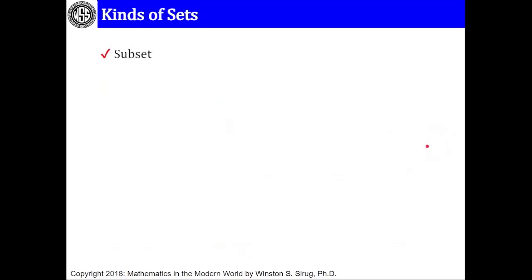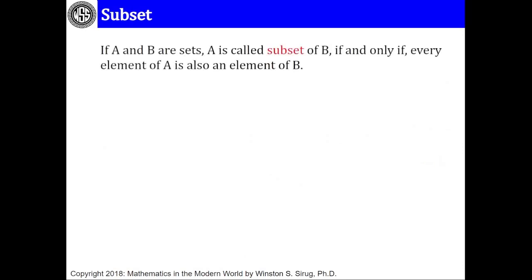So kinds of sets, we have a subset, a proper subset, an equal set, and a power set. So first, we have a subset. If A and B are sets, A is called a subset of B if and only if every element of A is also an element of B. So, symbolically, ito ang meaning ng subset. So, this means A is called a subset of B.